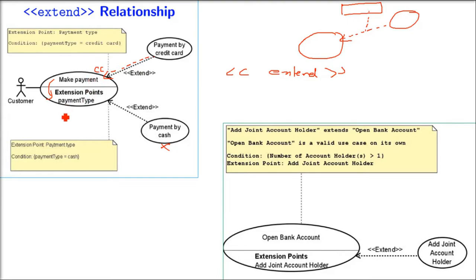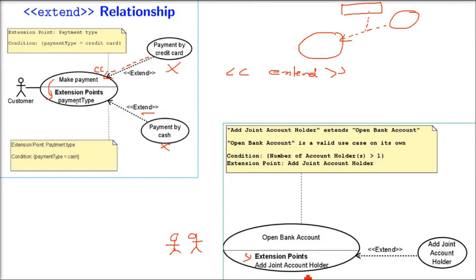Okay, take the otherwise scenario. Now if a user says cash, will the payment by credit card use case be executed? No, it will never go to payment by credit card because you have chosen payment by cash. So this is on a demand basis, as and when required. Let me give you one more example. You go to a bank to open an account. I'm single. I want to open a bank account. Right. This will be done. But if I take my girlfriend, if I take my wife, and I say I want her to be the joint account holder.